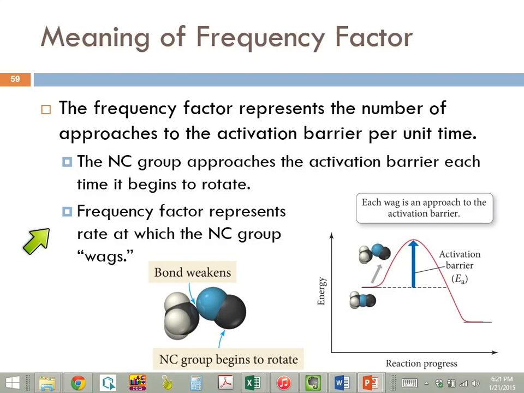The frequency factor represents the rate at which that nitrogen-carbon group wags. So the faster this wags, the more likely it is that one of those is going to have enough energy to get over the hump. Yes? Is activation barrier the same as activation energy? The activation energy is the activation barrier. Yes.